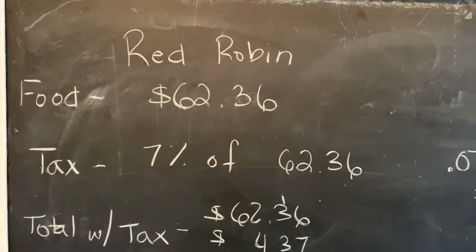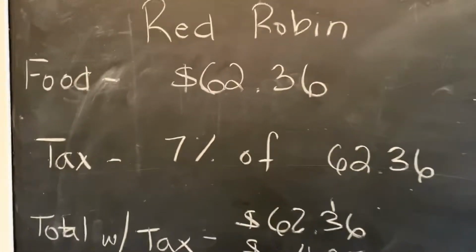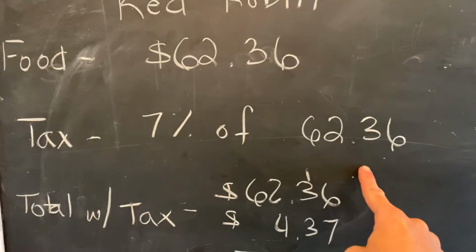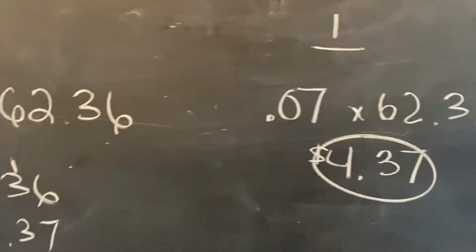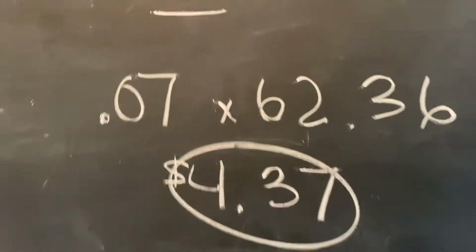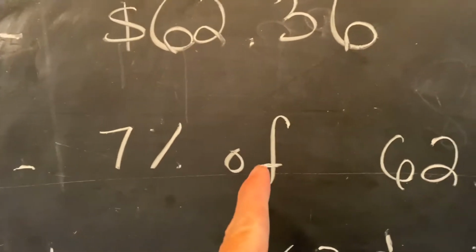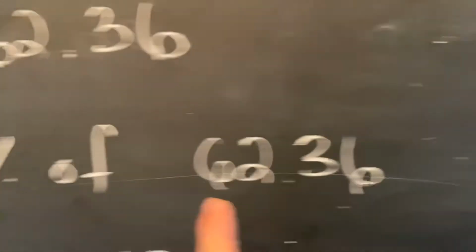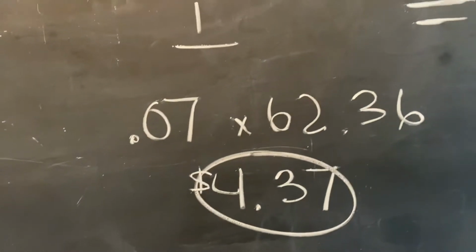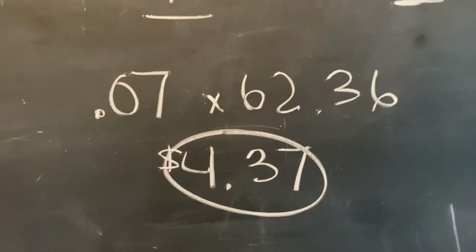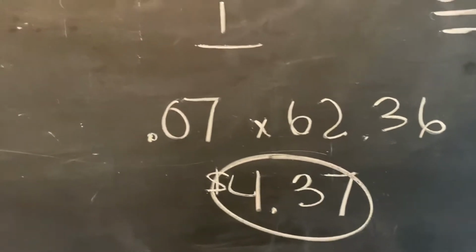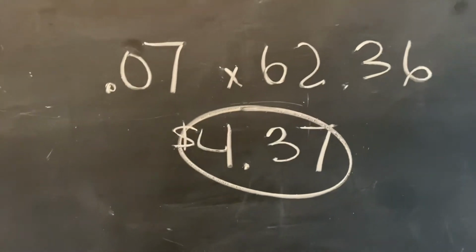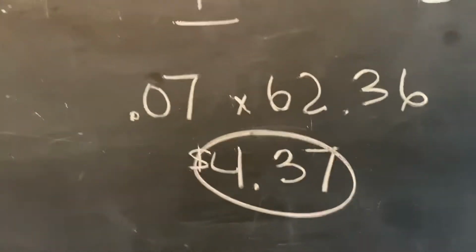Then you'll compute the tax. This is something we've done this year, the percent of a number, okay? How I would suggest you guys do this for simplicity's sake is when you take the percent of the number, of by itself means to multiply, you turn the percent into a decimal. 7% is the percent I want you guys to use, which is 0.07 multiplied by 62.36, and I rounded, the tax amount is $4.37.